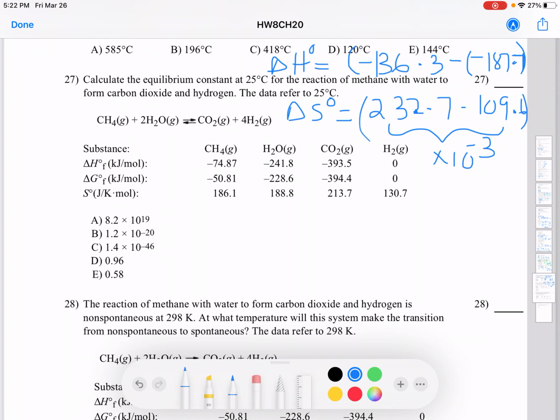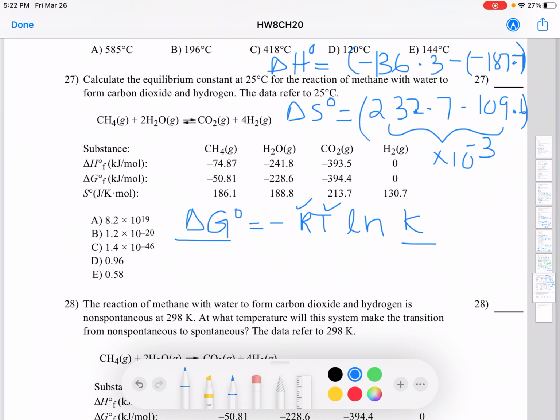So we are going to use this equation, delta G naught equals minus RT ln K. We know the gas constant. We also know the temperature, 25 degrees Celsius. And we want to find out the K. We need to find delta G naught first. How do we find the delta G naught?